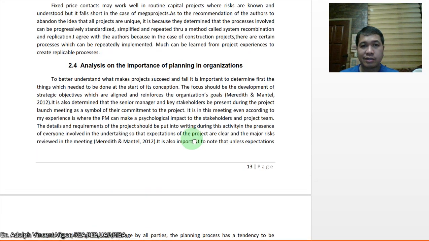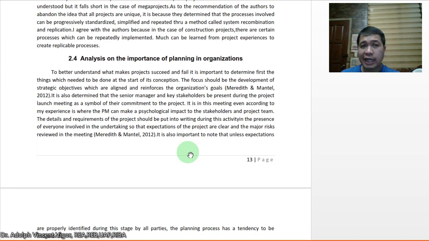Okay. So let's continue. So the analysis on the importance of planning in organizations. So this is still related with the T5. So to better understand what makes projects succeed and fail, it's important to determine first the things which needed to be done at the start of its conception. The focus should be the development of strategic objectives which are aligned and reinforces the organization's goals. It is also determined that the senior manager and key stakeholders be present during the project launch meeting as a symbol of their commitment to the project.